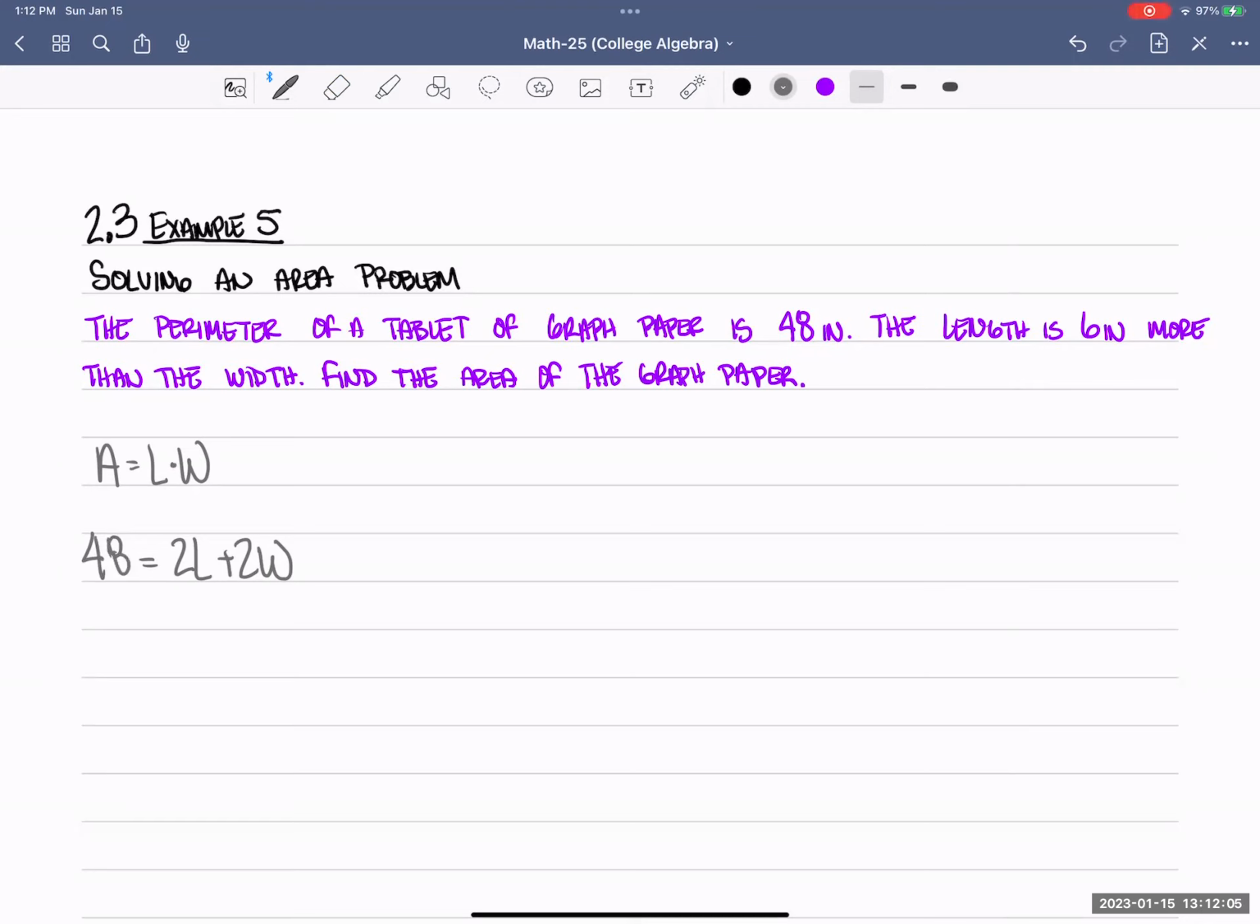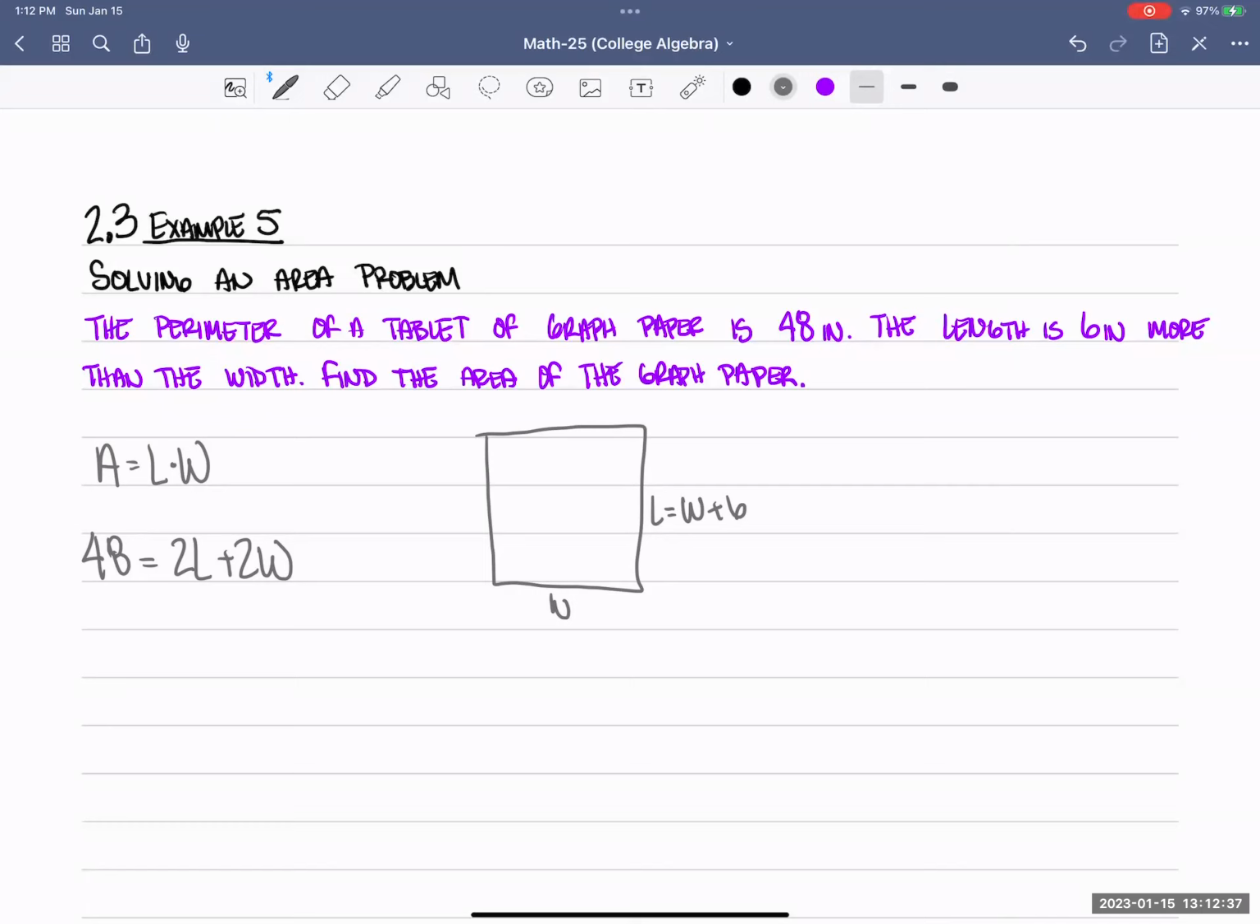The length is 6 inches more than the width. So that goes towards the picture. Our length is 6 inches more than the width. So we call the width W, and the length is W plus 6. I feel like that's all we really need to know in order to figure out what the length and width are. Then we can move forward and find that area.